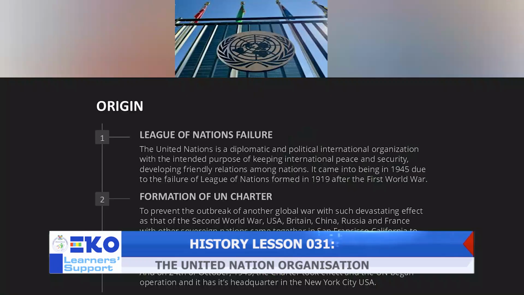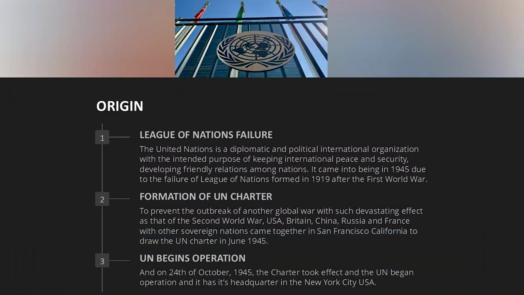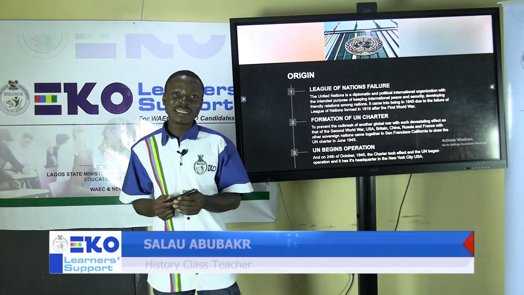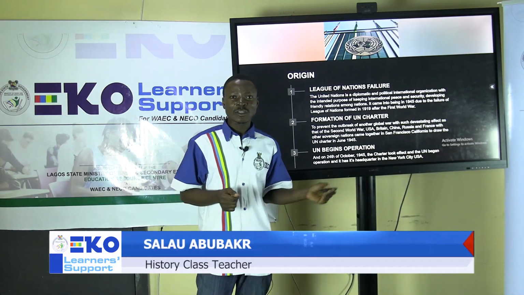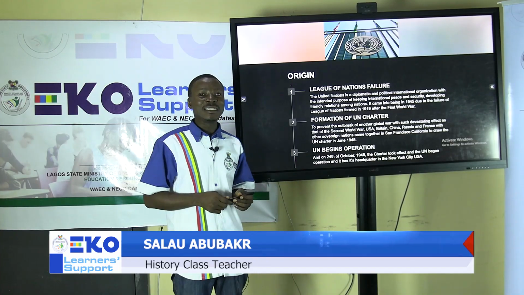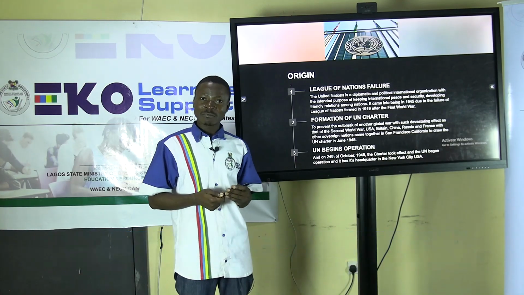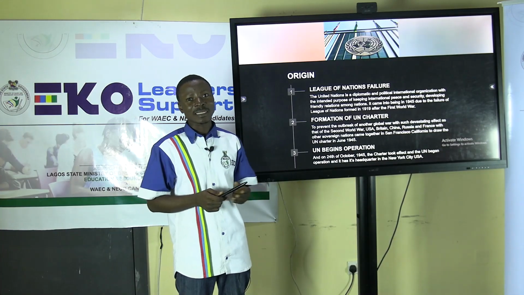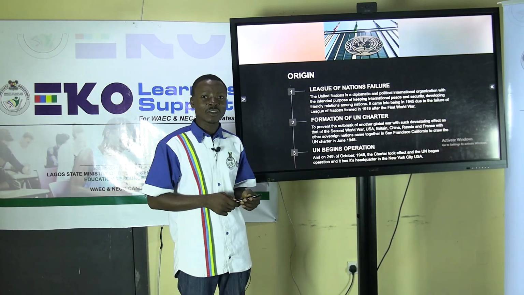Then we'll look at the beginning of the operation of the United Nations. After the signing of the Charter of the United Nations in June, the operation of the United Nations started on the 24th of October 1945, when the Charter took effect among the signing members. The headquarters of the organization was established in New York City, a very famous city in the world and in the United States itself. That's where the headquarters of the United Nations is.